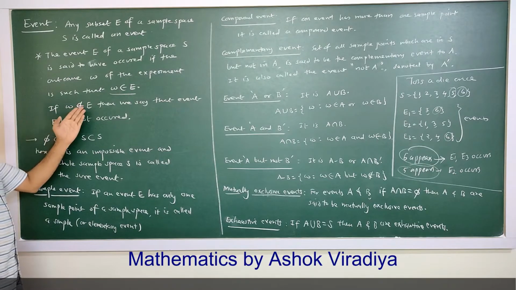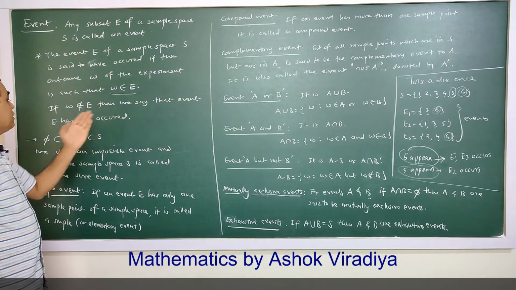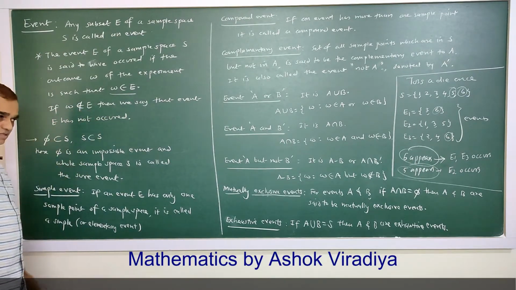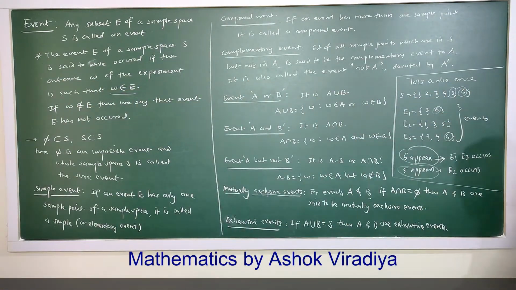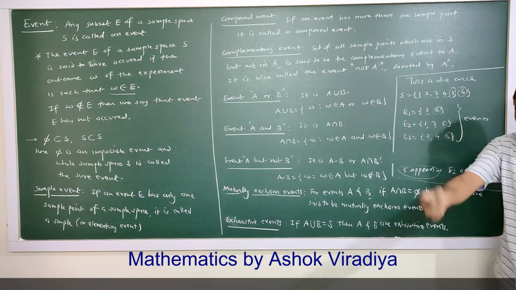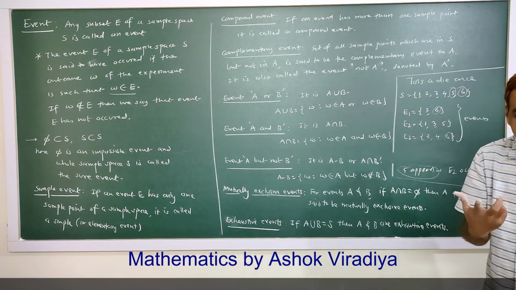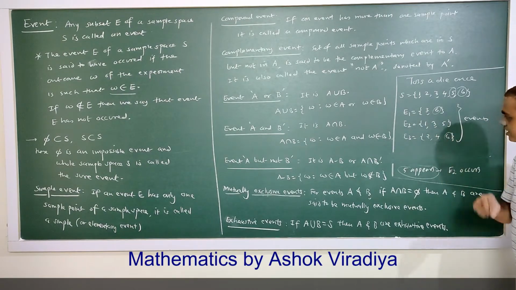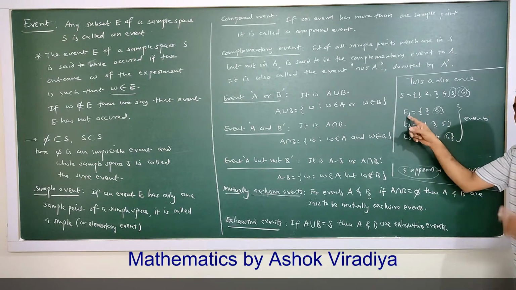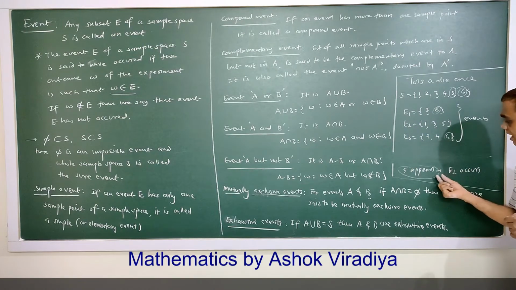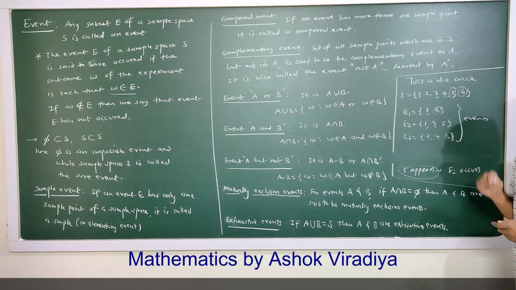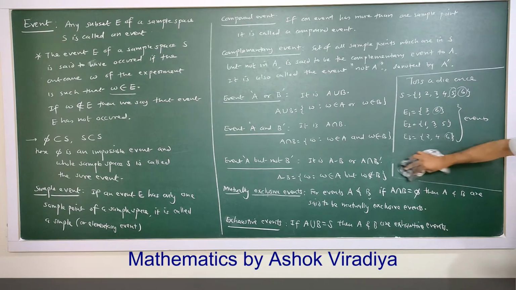If w does not belong to E, then we say that event E has not occurred. When we toss a coin, if 5 appears, then what do we say? E2 occurs. E1 doesn't occur. E3 does not occur because 5 does not belong to E1 and E3. So this is the meaning of occurrence of events.